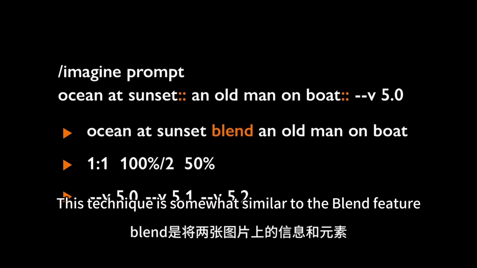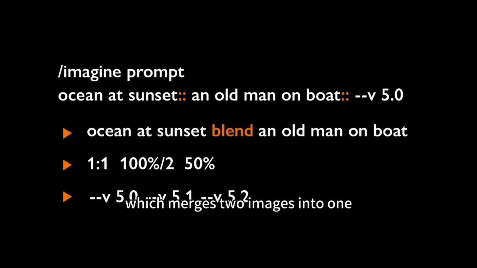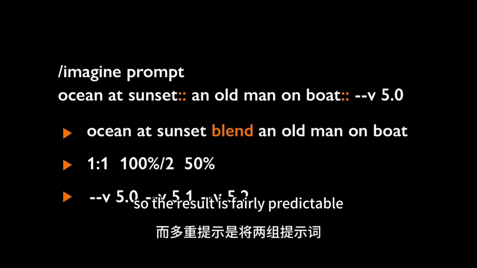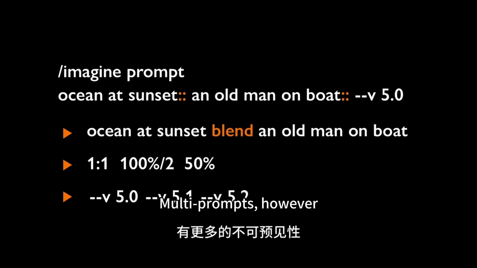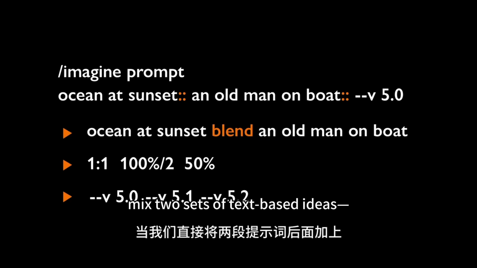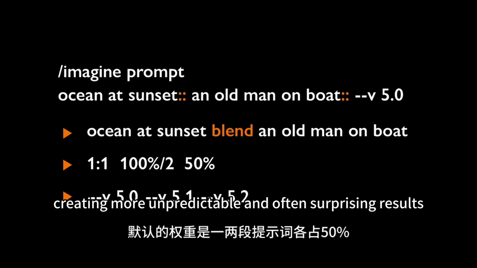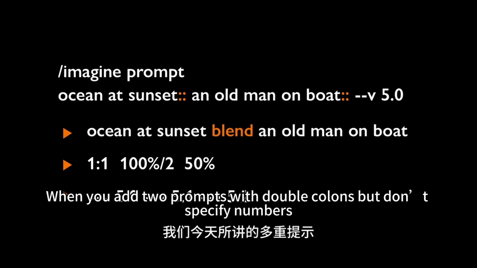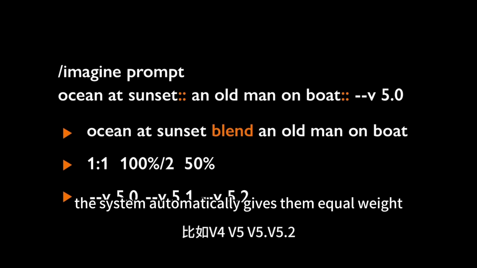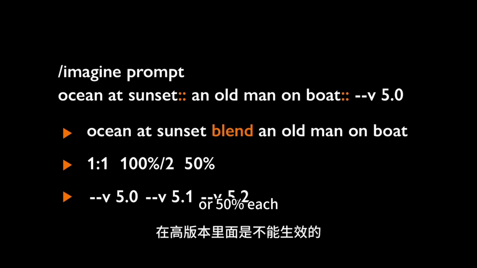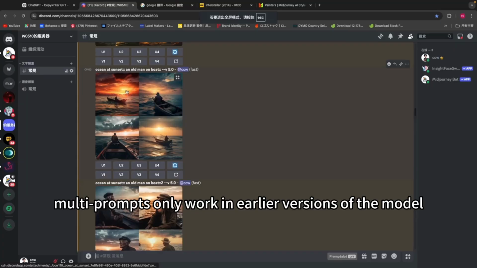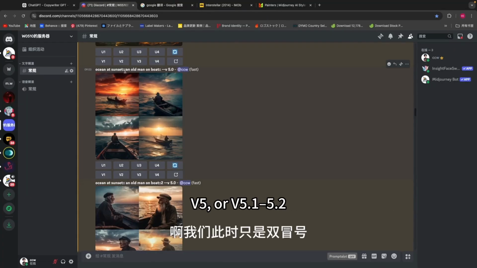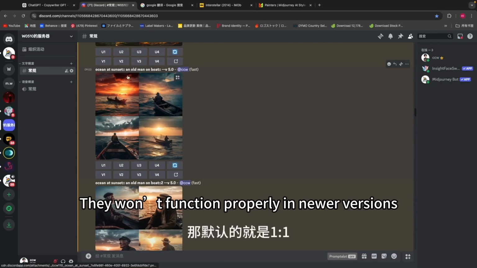This technique is somewhat similar to the blend feature, which merges two images into one. The difference is that blend combines visible images, so the result is fairly predictable. Multi-prompts, however, makes two sets of text-based ideas, creating more unpredictable and often surprising results. When you add two prompts with double colons, but don't specify numbers, the system automatically gives them equal weight, or 50% each. One important note, multi-prompts only work in earlier versions of the model, such as V4, V5, V5.1, or V5.2. They won't function properly in newer versions.